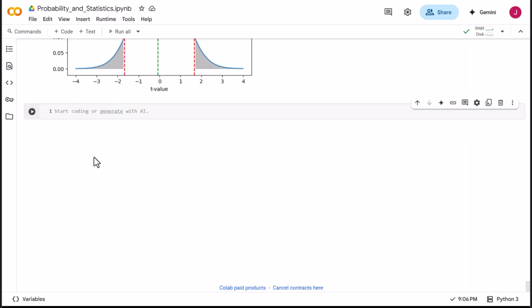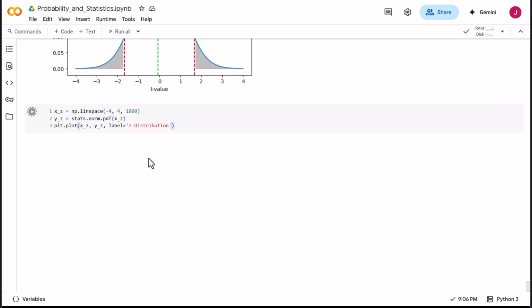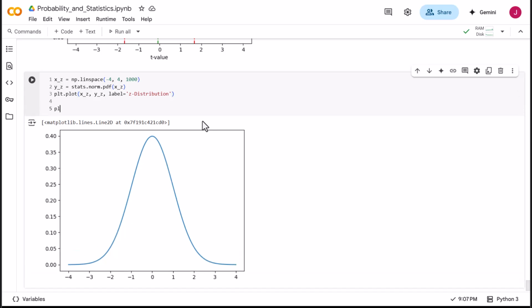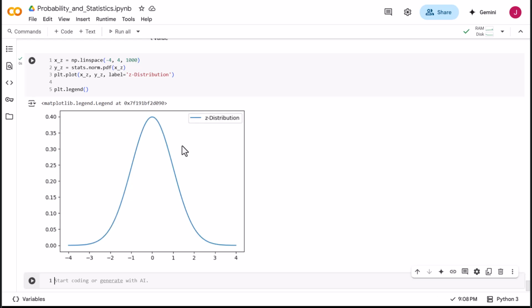In the same way, we can do it for the z distribution. So we need to generate some values for the z distribution, like -4 to 4, and in here we're gonna generate 1,000 values. And then the y values is stats.norm.pdf of z values, right? Correct. Then here plt.plot xz and also yz, and then we label it as z distribution. That's correct. So this is the z distribution. So let's add the legend as well, plt.legend, right?